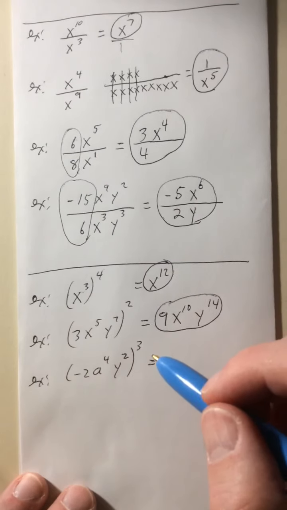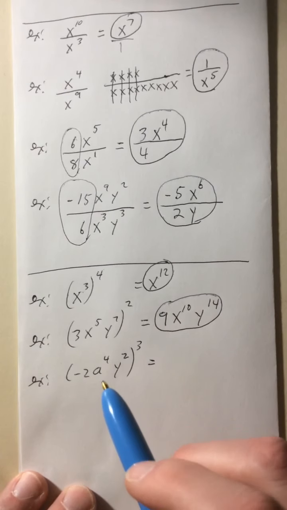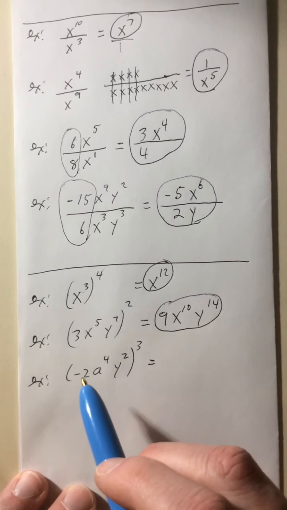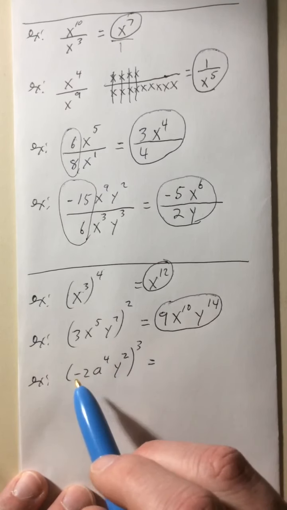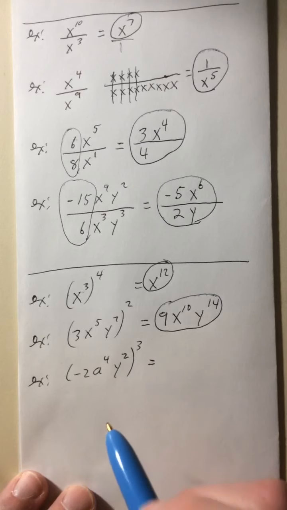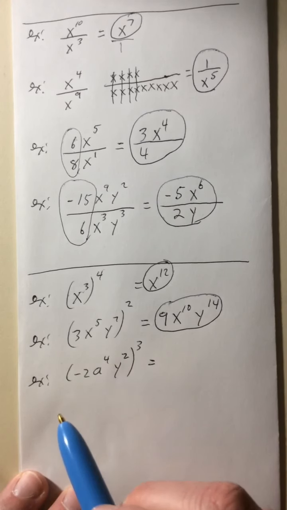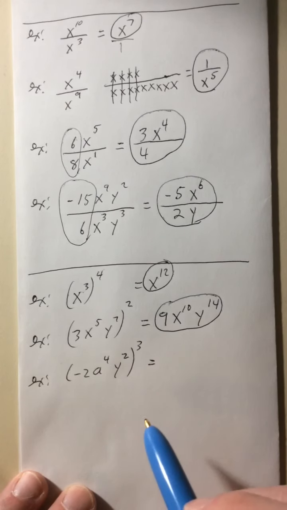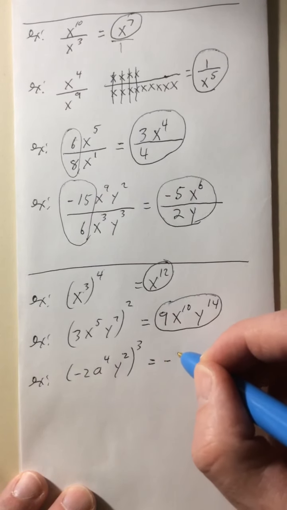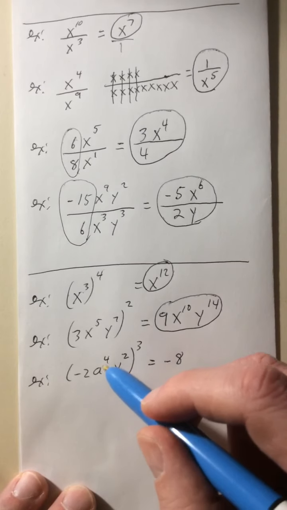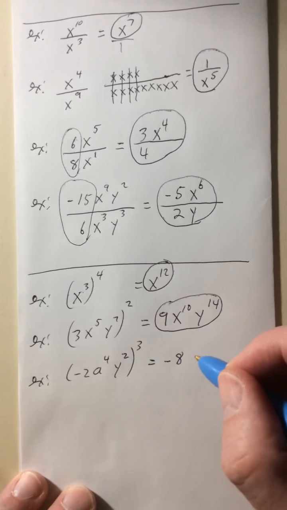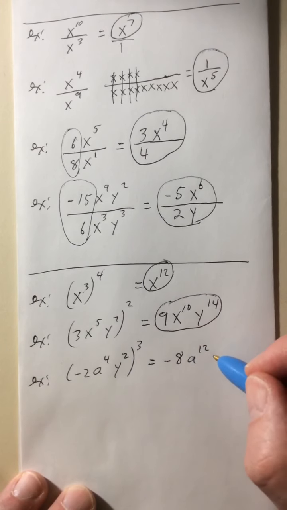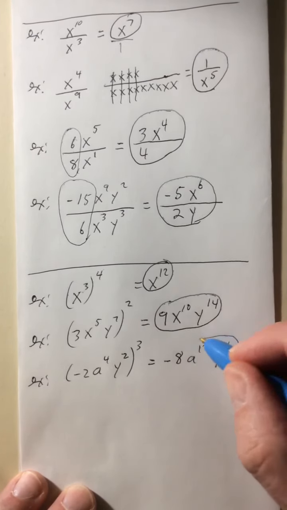And, well, of course, life wouldn't be right without some negative numbers. So again, we're going to raise everybody in here to the third power. So we're going to start with a negative 2 to the third power. So negative 2 to the third power means negative 2 times negative 2 times negative 2. Well, negative 2 times negative 2, that's positive 4. And then positive 4 times negative 2 is negative 8. And then a to the 4 to the 3. 4 times 3 is 12, so we get a to the 12th. And y to the 2 to the 3 is y to the 6th. And we are done with that.